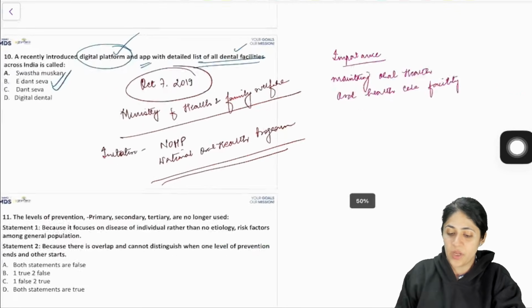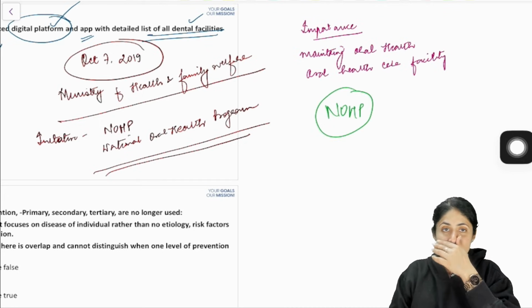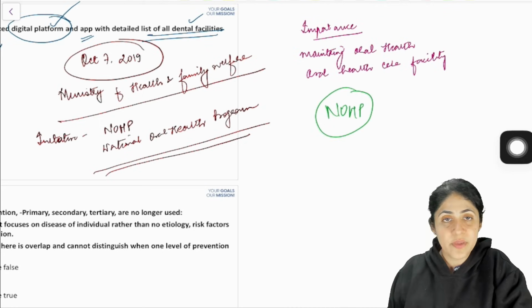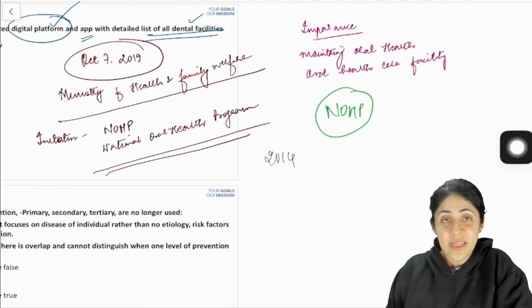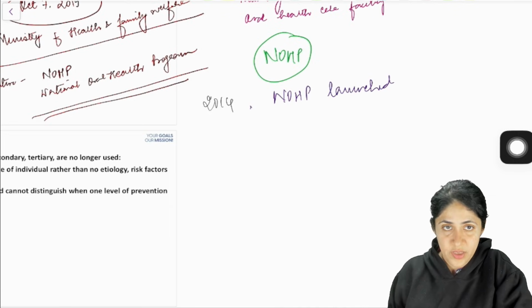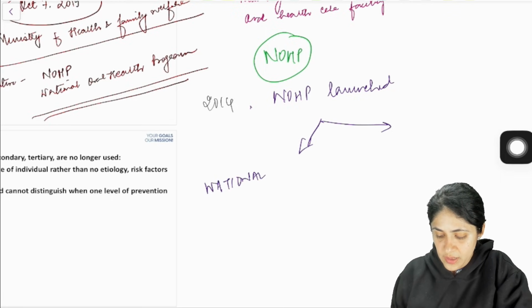Now, what is the National Oral Health Program? Many of you keep asking me about any program. The National Oral Health Program, NOHP, was launched in the year 2014. It had two components. One was the National Health Mission.